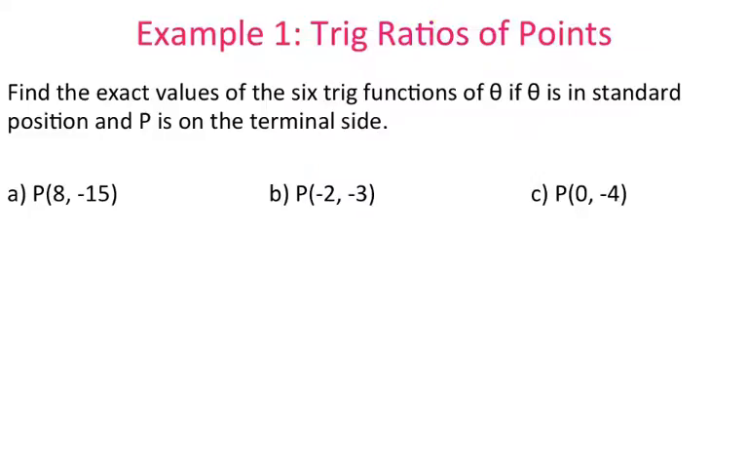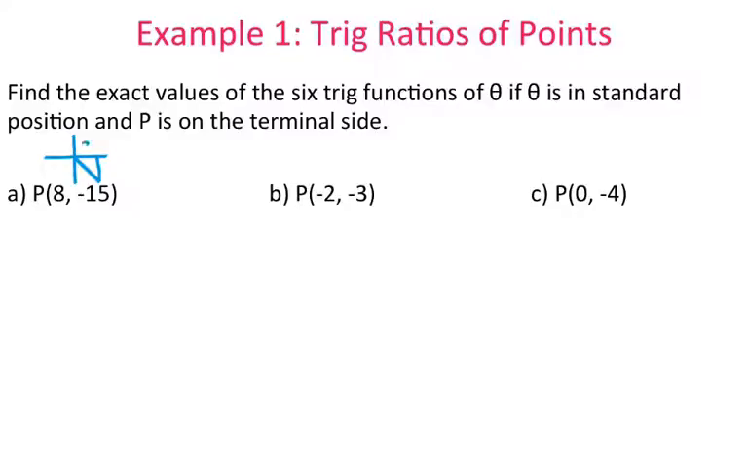Okay, so let's do an example. Find the exact values of the 6 trig functions of theta if theta is in standard position and P is on the terminal side. So I'm going to go ahead and sketch out where this is. So (8, negative 15), my x is positive, my y is negative. That puts my triangle in the 4th quadrant.